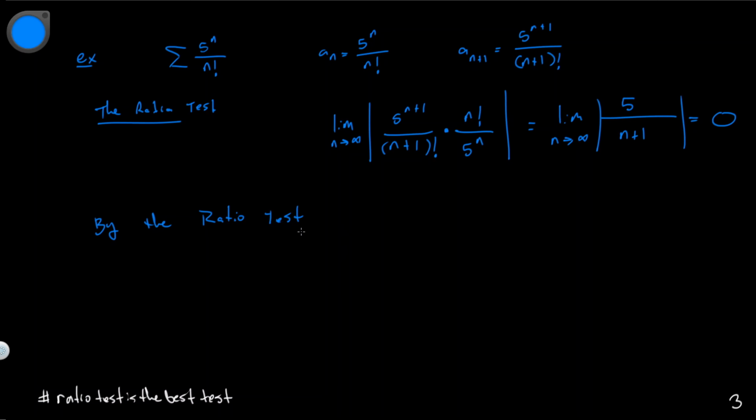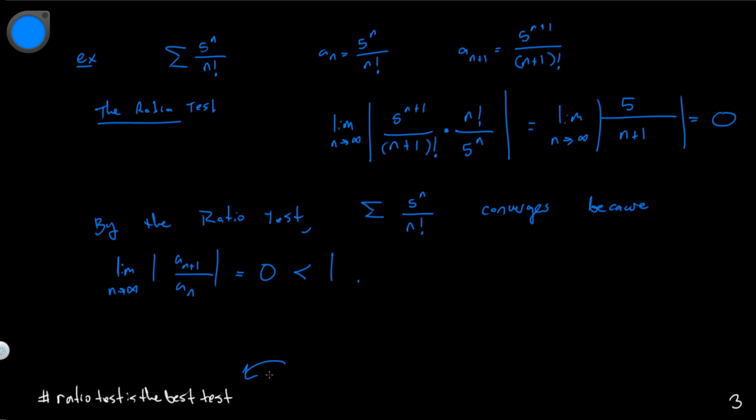By the ratio test, the series 5 to the n over n factorial converges because the limit as n goes to infinity of a sub n plus 1 over a sub n is equal to 0, which is less than 1. All right, that's all we need to check. There are no preconditions. Hashtag ratio test is the best test.